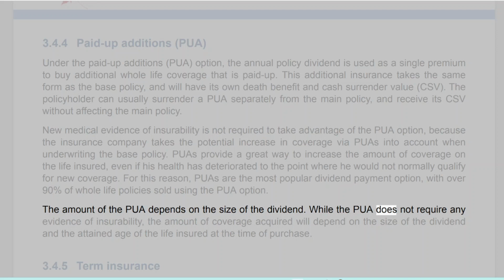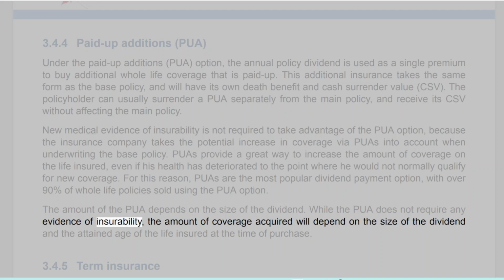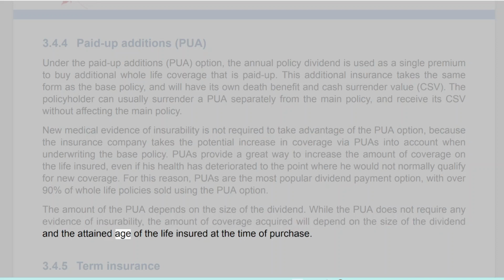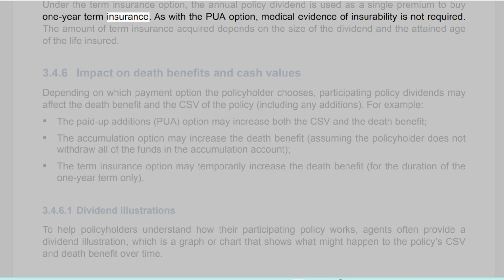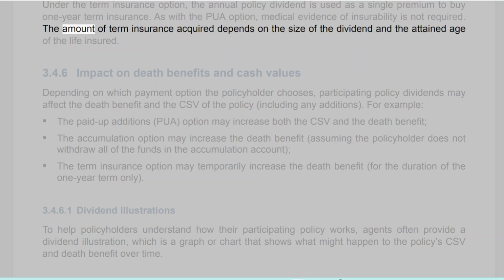While the PUA does not require any evidence of insurability, the amount of coverage acquired will depend on the size of the dividend and the attained age of the life insured at the time of purchase. 3.4.5 Term insurance. Under the term insurance option, the annual policy dividend is used as a single premium to buy one-year term insurance. As with the PUA option, medical evidence of insurability is not required. The amount of term insurance acquired depends on the size of the dividend and the attained age of the life insured.